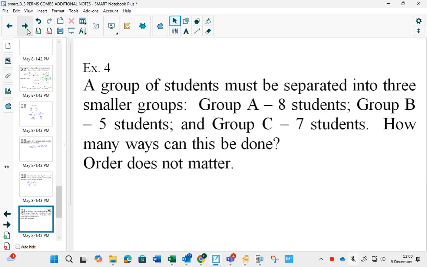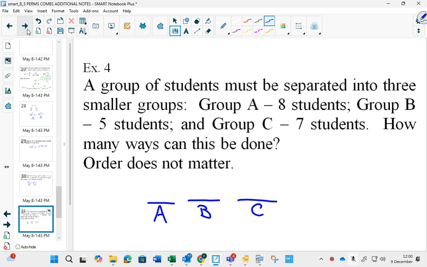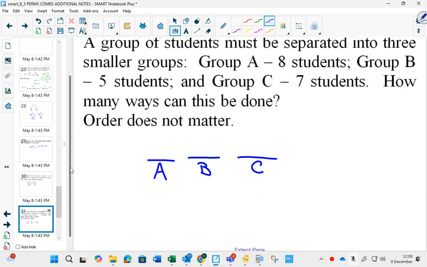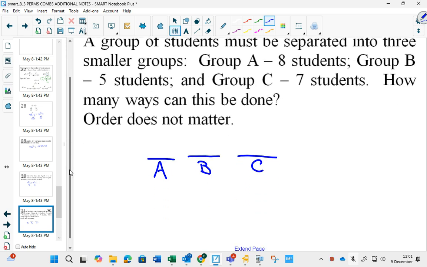And one group has a bigger job, so they get 8 people in their group, and 5 people in group B and 7 in group C. Do you see that you have 3 decisions that need to be made? Who is going to be in group A? Who is going to be in group B? And who is going to be in group C?